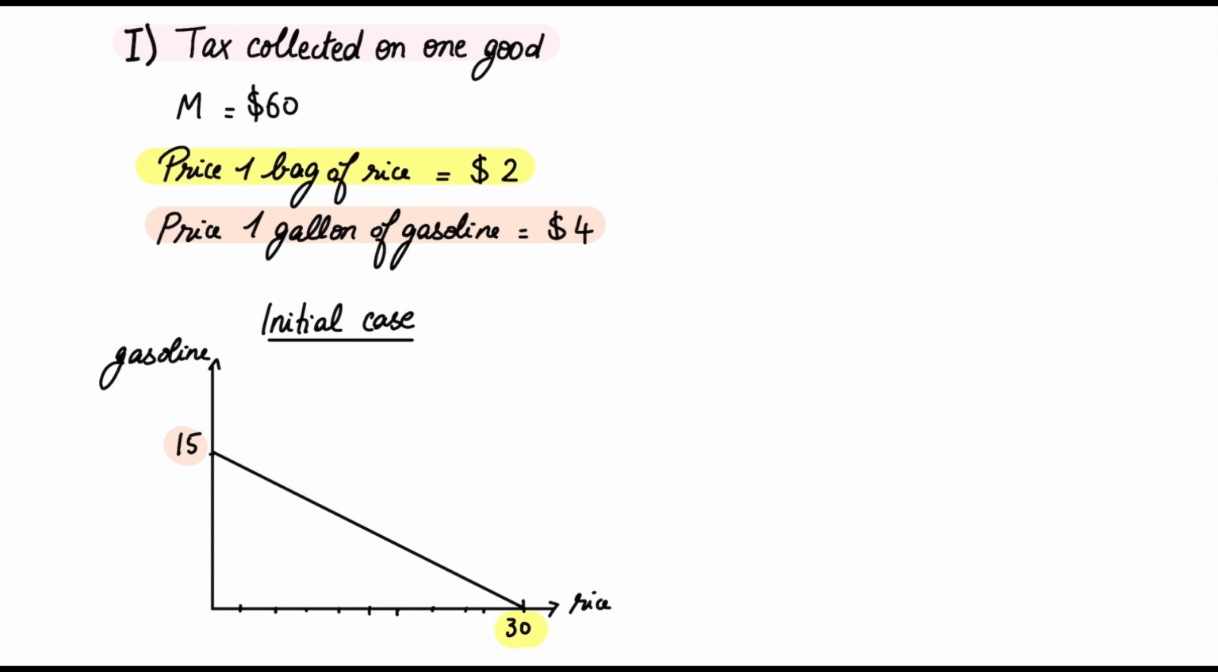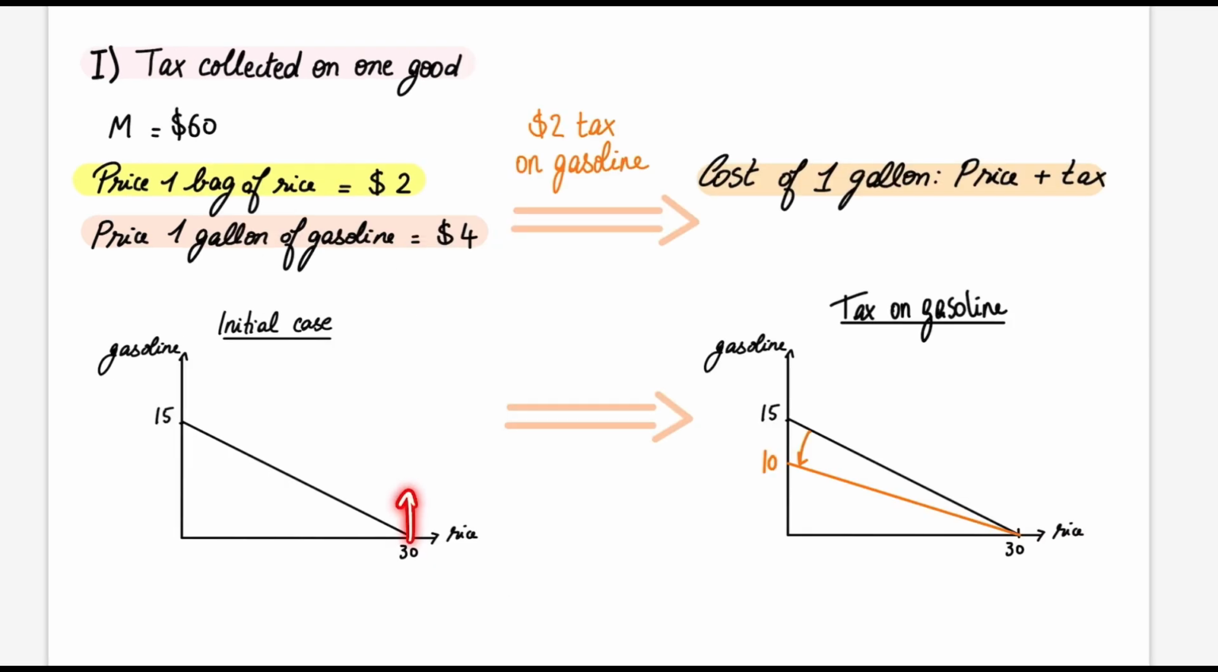By the way, if you're keen to brush up on the derivation and understanding of the budget constraint, the first video of this series might be useful to revisit. So, given that the price of gas is double the price of rice, for each gallon of gas, we are willing to sacrifice 2 bags of rice.